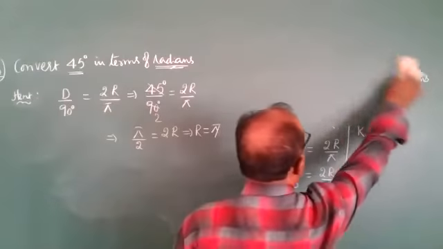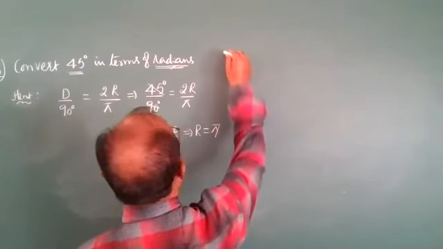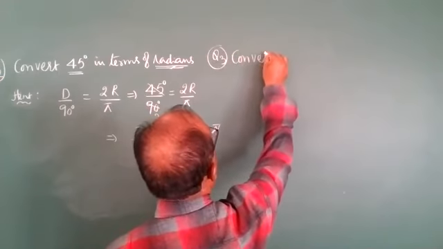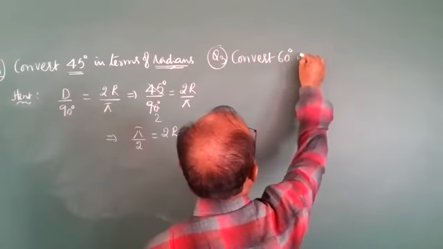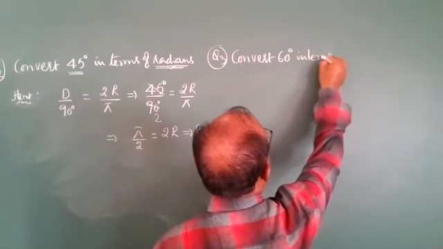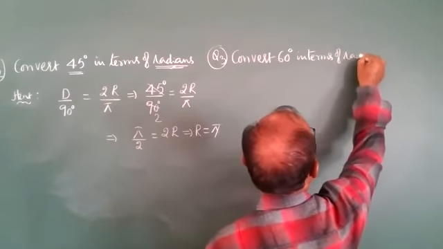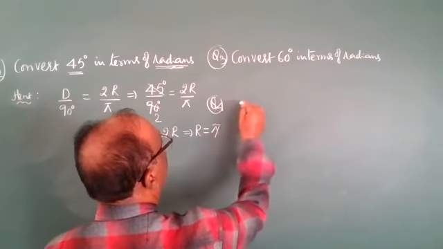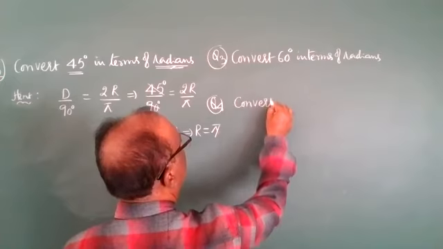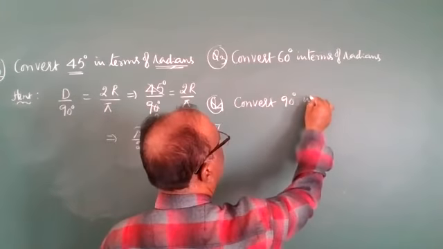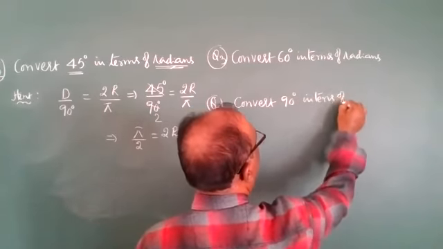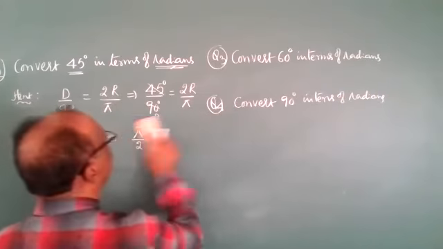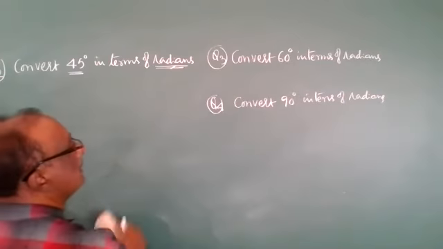Question number 3: convert 60 degrees in terms of radians. Question number 4: convert 90 degrees in terms of radians. Next, question number 5.